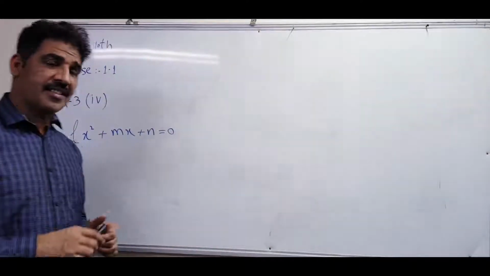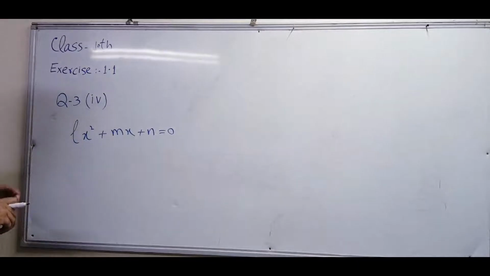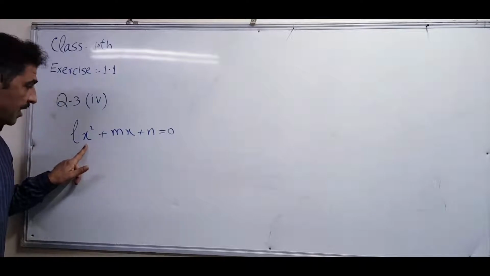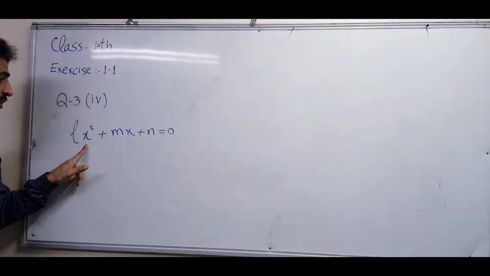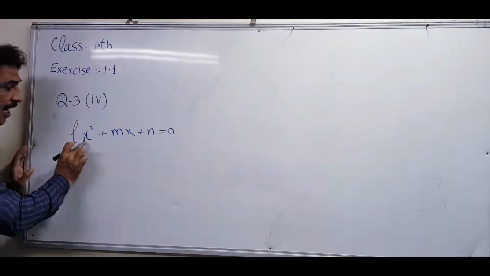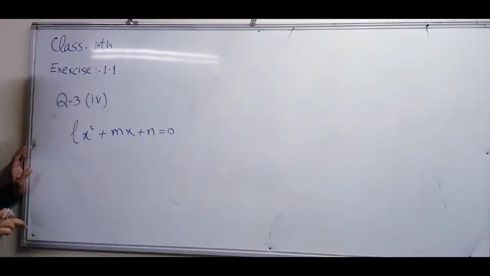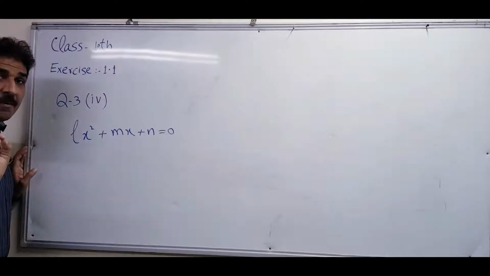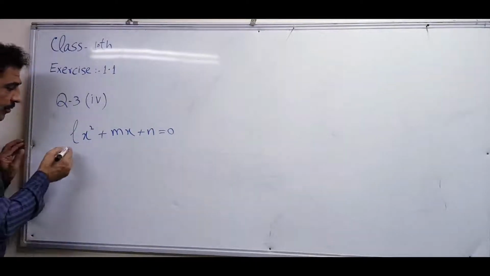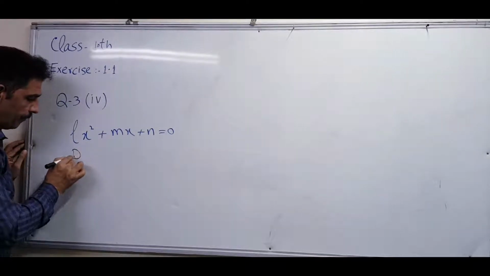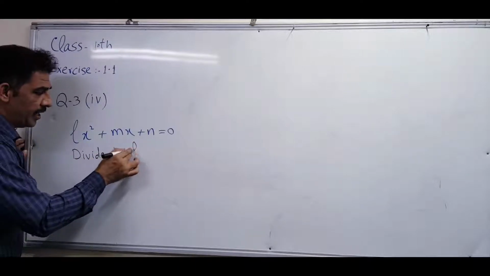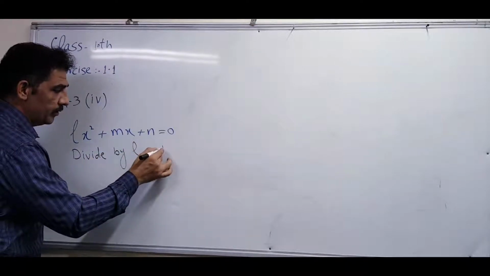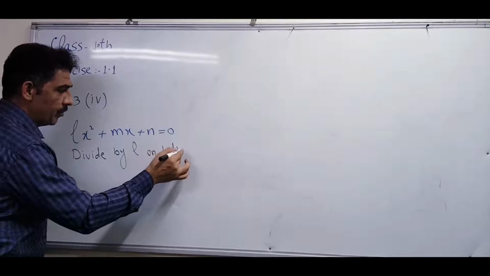So what is the first step to solve this question? Coefficient of x square must be single. Good. Any number multiplied, we divide by that number. So what's multiplying x square here? L. So what is the first step? Divide by L on both sides. Good.